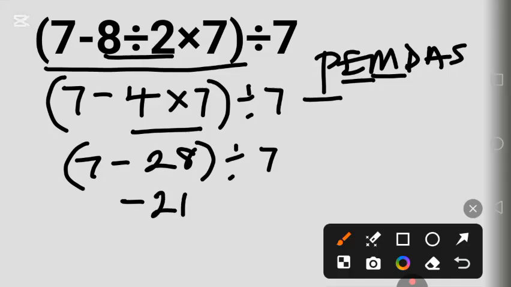7 minus 28 is negative 21. Divide by 7. Negative 21 divided by 7 is negative 3. This is the correct answer.